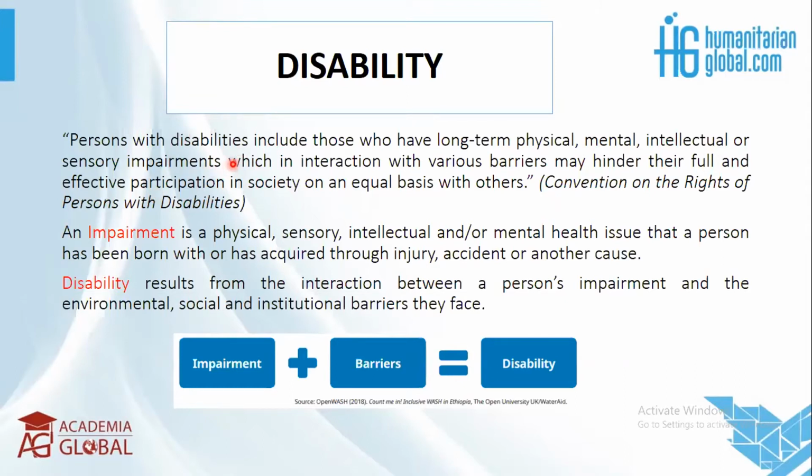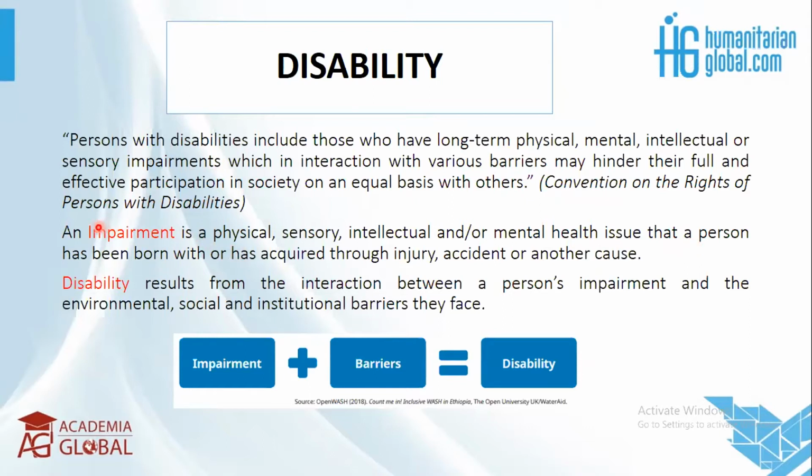So when the impairments interact with the barrier, that's what really hinders them from full participation in any society. So an impairment is a physical, sensory, intellectual, or mental health issue that a person has been born with, or sometimes acquires through an injury, an accident, or another cause. That's what we call an impairment.